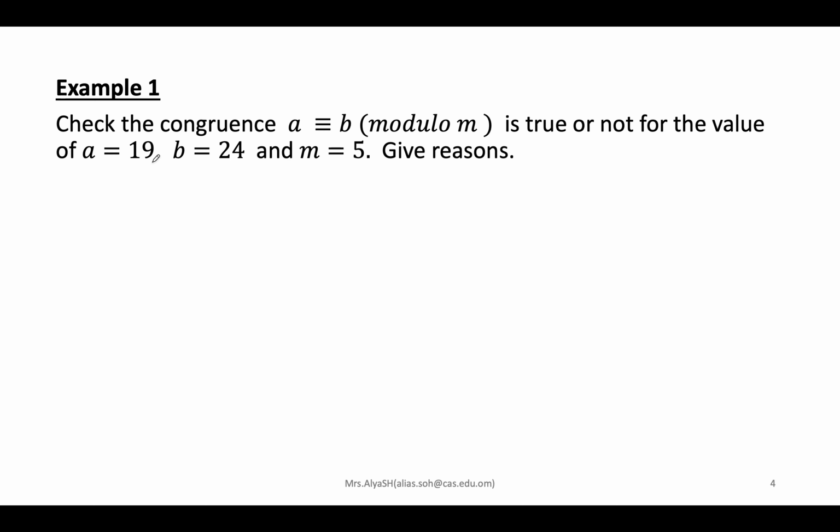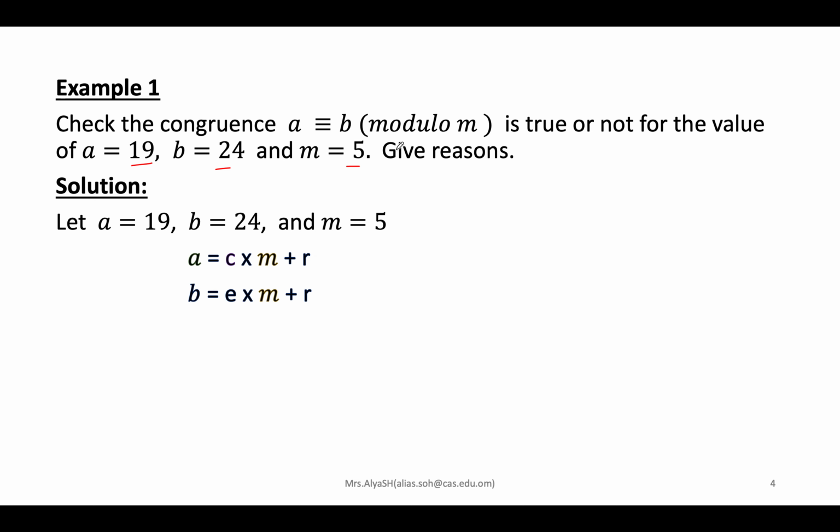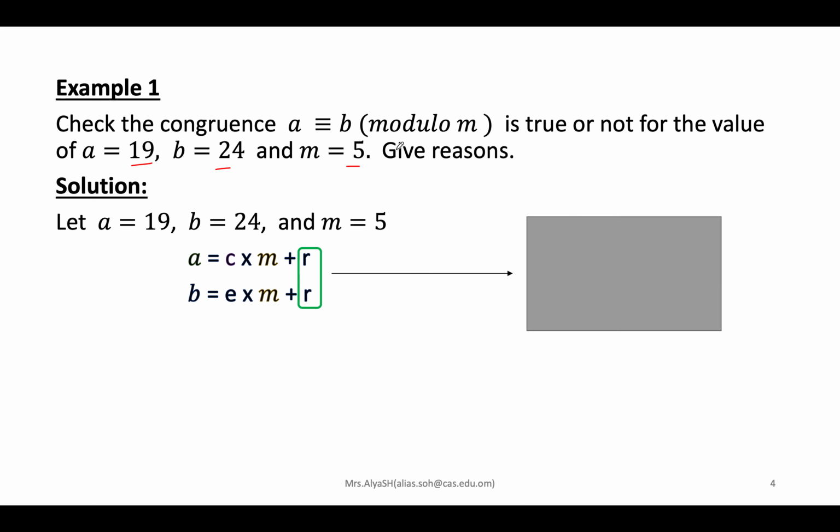When A equals 19, B equals 24, and M equals 5, and we should give a reason. Now in this example, we will go step by step. Later on we can do all these steps in our mind with mental calculations. So let's start to find whether A is congruent to B mod M. In order to do this, we need to find the remainders and they should be equal. Then I can say A is congruent to B mod M. How can we find the remainder? We can find the remainder in three main steps.